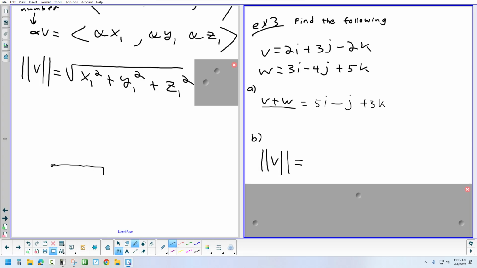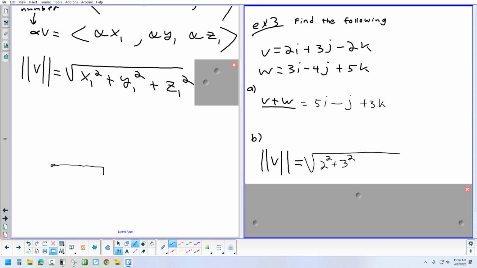Magnitude. Okay, and it's just the magnitude of v. You don't need w, just v. Okay, what's going to be my calculation to find the magnitude of v? Yeah. It would be the square root of x1 squared. So it would be 2 squared, and then 3 squared, plus 2 squared, and then minus 2 squared. And then minus 2 squared? But yeah, that works out.